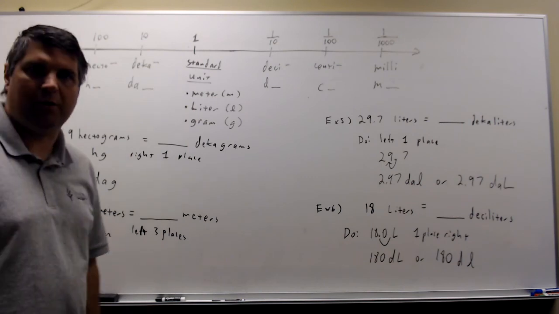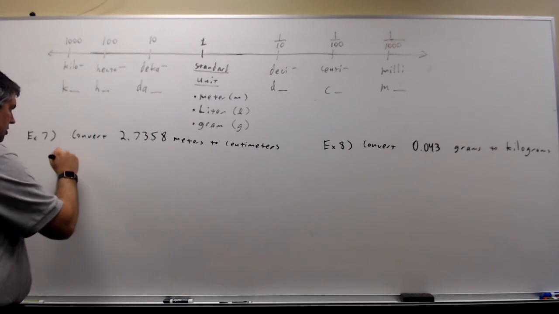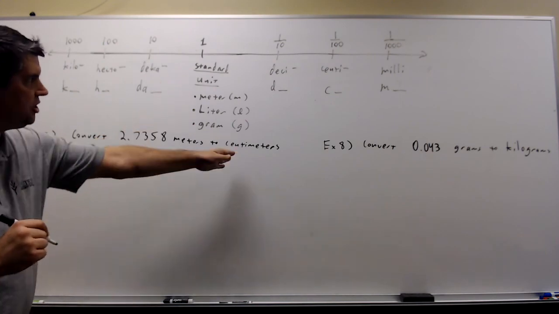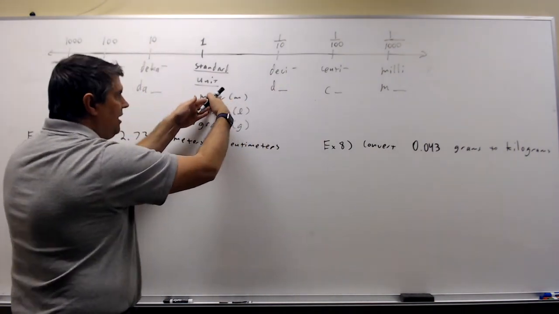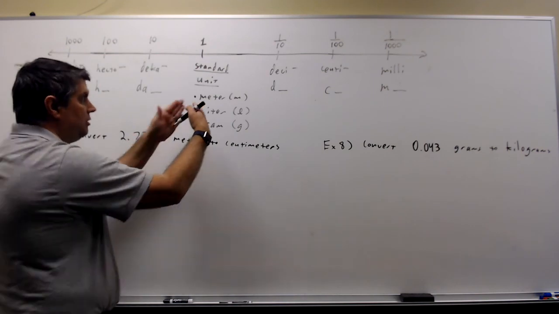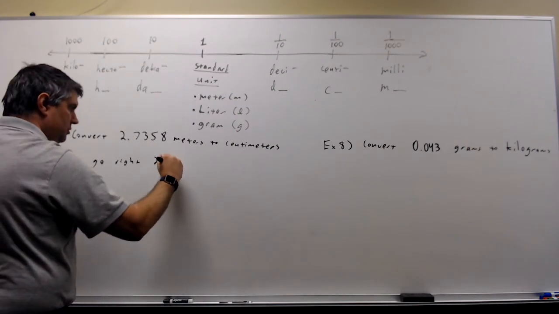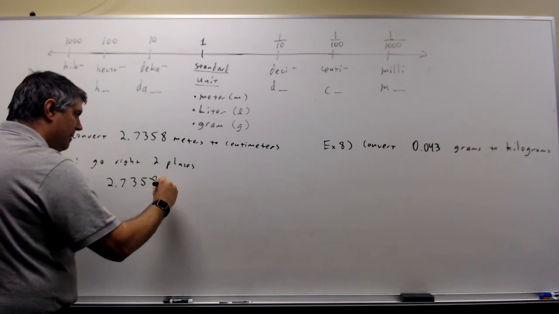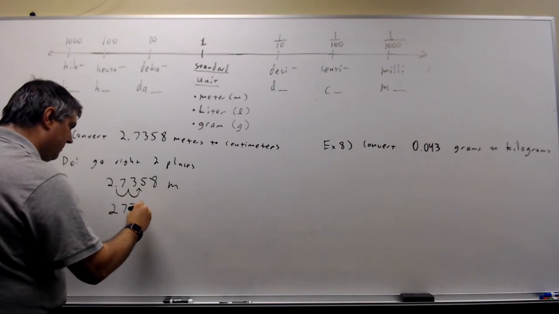All right, I'll put up a couple more. Okay, here's a couple more. So this one, we're converting 2.7358 meters to centimeters. So we are at the standard unit meter. We're going to centi. That's to the right. Go right, 1, 2 places. So 2.7358 meters equals 273.58 centimeters.